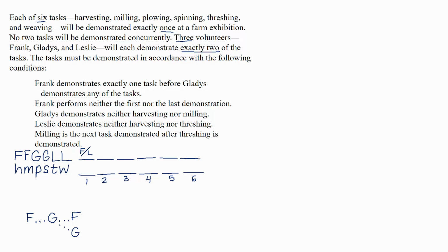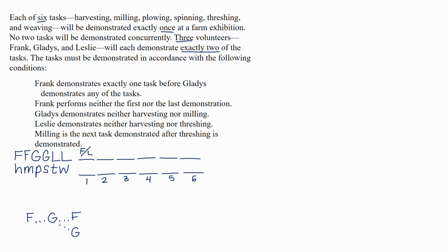Our second rule is another ordering rule, and it tells us that Frank performs neither the first nor the last demonstration. Whenever we can mark a rule directly in our diagram, it's a great idea to do so instead of noting it off to the side. Normally, we would write a not Frank above spots 1 and 6, but the beautiful part of this rule and this setup is that we only have 3 people to work with. So eliminating even one person allows us to make some positive deductions.